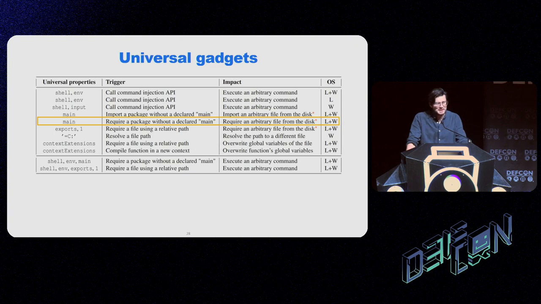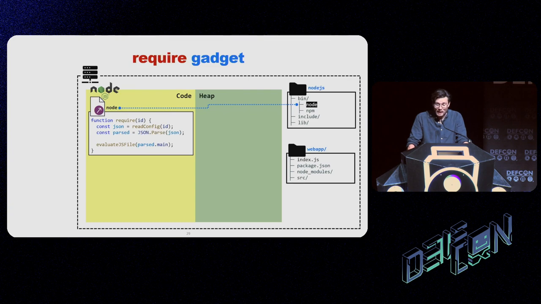The second gadget is the require function. The require function is used to include external packages in an application, so each application has a lot of require calls. This is a simplified snippet of the require function. As we can see, it reads a package configuration file, package.json, and evaluates the entry point if this is defined in the property main. If main is undefined, Node.js uses a default value.